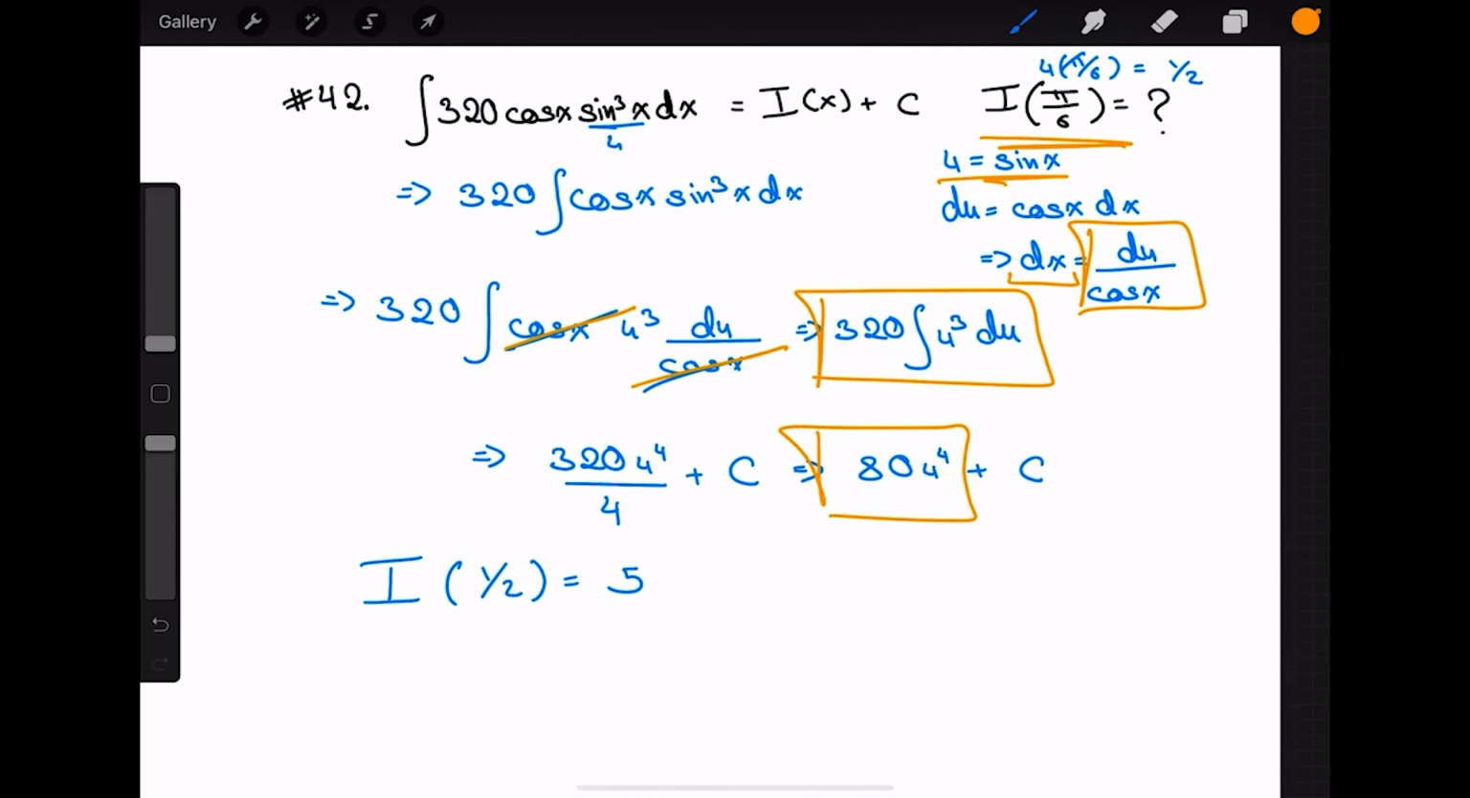I repeat once again, you could switch u back into this equation, so you'll have sine x to the power of 4, and then substitute pi over 6 into it directly, or you could find out u on its own, which would be 1 over 2, and substitute 1 over 2 directly into u. You'll get 5 in both cases. Just pick whatever is easier for you to solve and what you understand better.